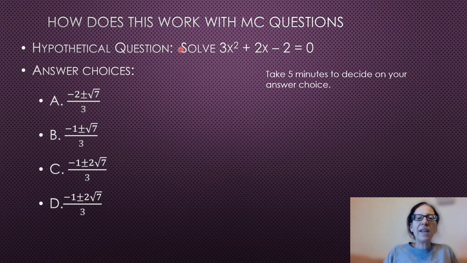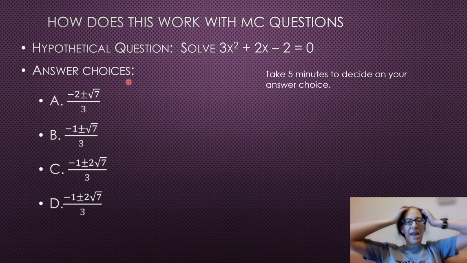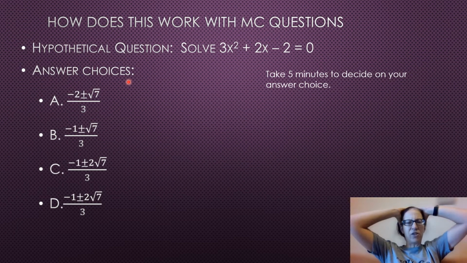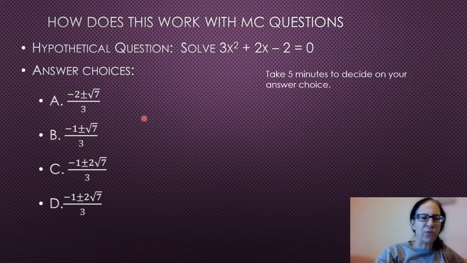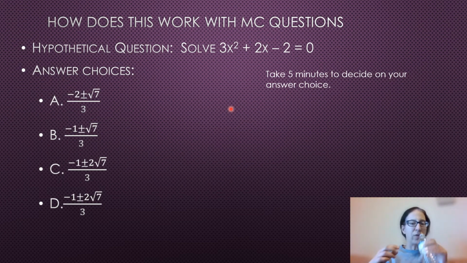Okay, so the second goal of this lesson was, how does this work with multiple choice questions? So hypothetical question, you're staring at your final, you're staring at the SAT, you're staring at whatever. And it says solve that equation there, and there are your answer choices. So what I want you to do, and we will do this in class as well, is pause and take about 5 minutes, and go through what you know how to do. And then choose which of those answer choices you would prefer. So take a moment, pause the video, and decide on your answer choice.